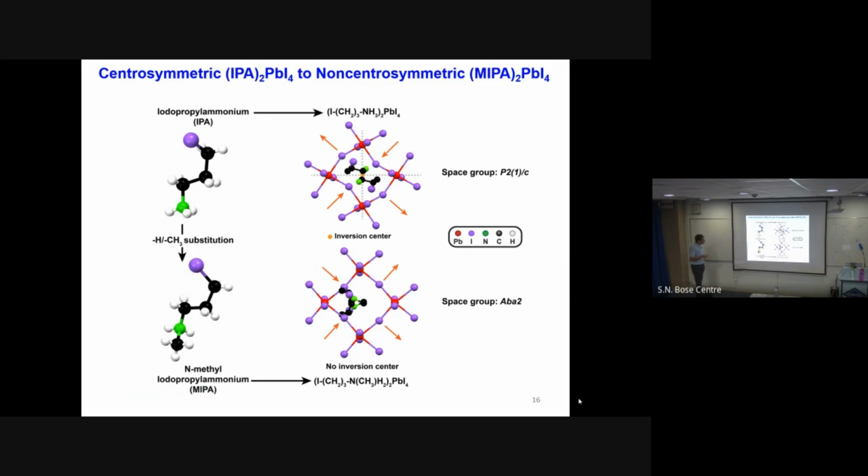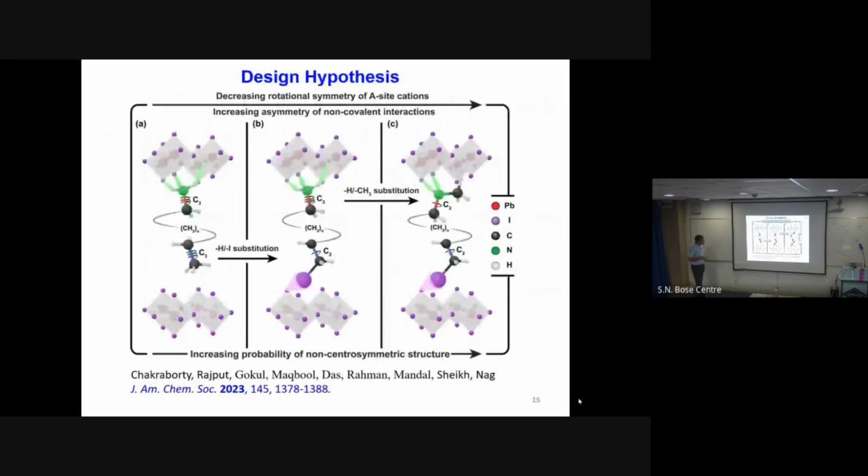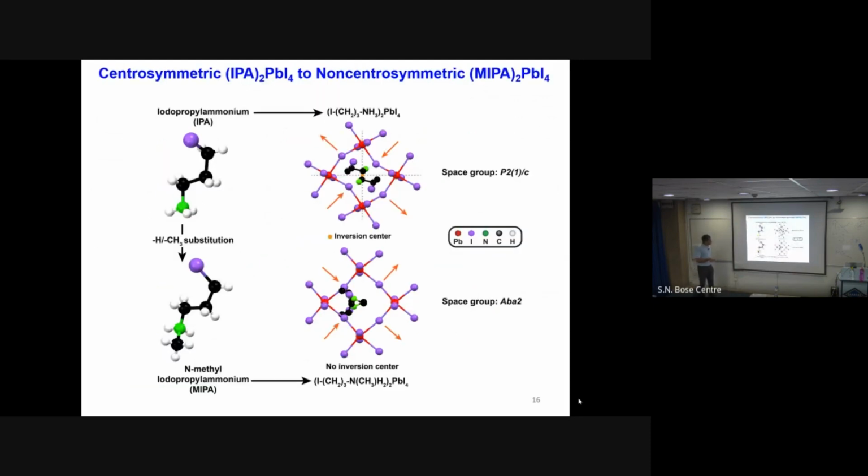Then what I do is I replace one of the hydrogen atoms here with a methyl group. That means I go to this case C. And when I do that, you see that the inversion symmetry is no longer there. I got a crystal that doesn't have inversion symmetry.